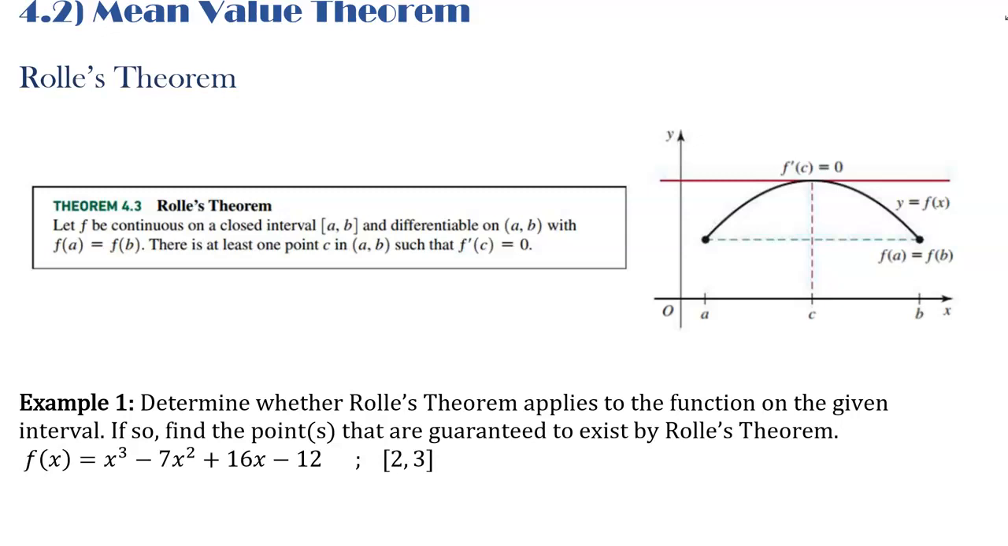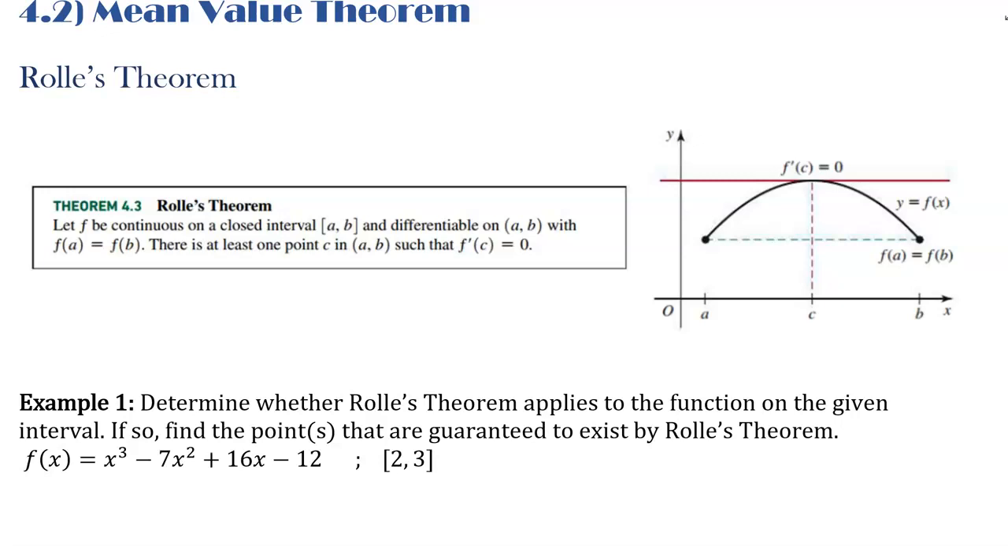Hey guys! In this video we're going to talk about the mean value theorem, but we're going to start with Rolle's theorem because they start pretty much the same way. Rolle's theorem says that as long as the function is continuous and differentiable on a given interval and that the y value of the function is identical at the end points of that interval, then there has to exist at least one point in the middle where the slope is 0.